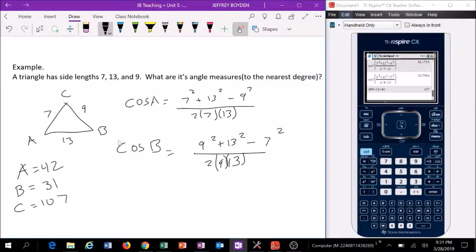And so I'm going to call that good. They asked for the angles to the nearest degree. We just did that. We're all good.